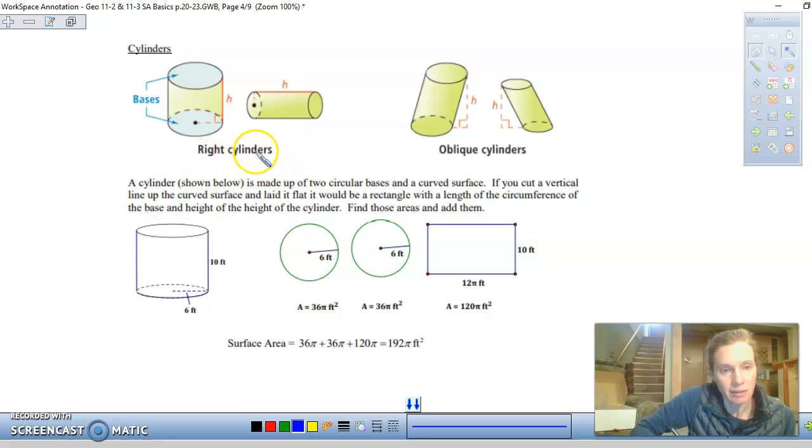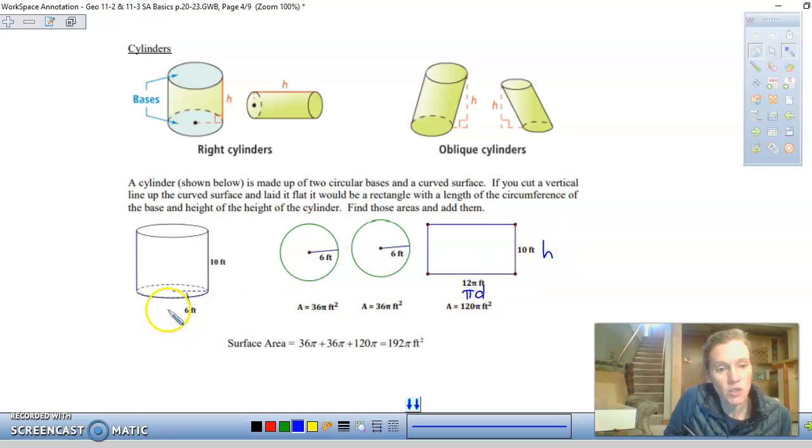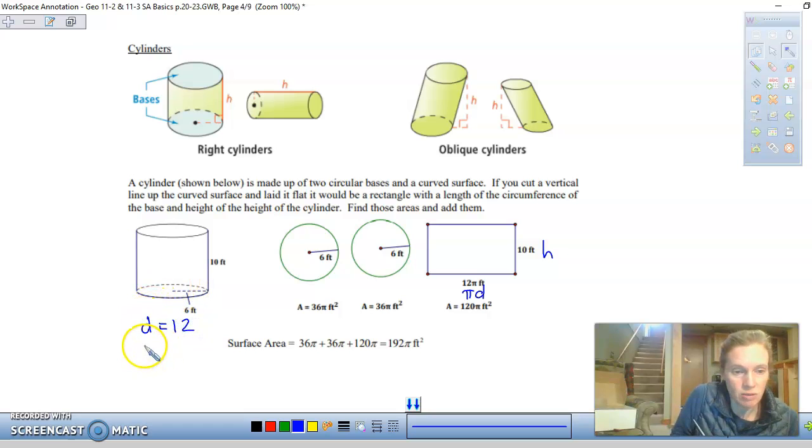So looking at right cylinders, again, we have the bases, we have that height, that perpendicular height, and drawing out the different shapes. So there's 2 bases, which are circles, pi r squared, and then we have, of course, pi times diameter, and then we have the height. So here, diameter, and I would recommend that you actually write out d equals 12 and r equals 6, just so when you're putting it into the formulas, you don't get mixed up.